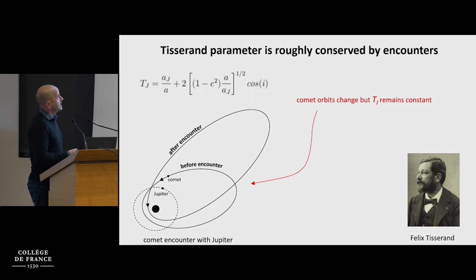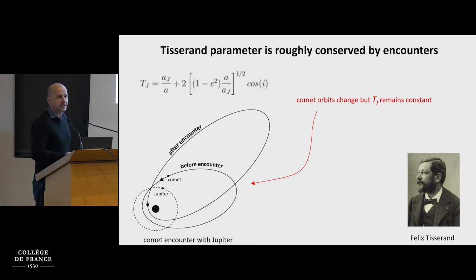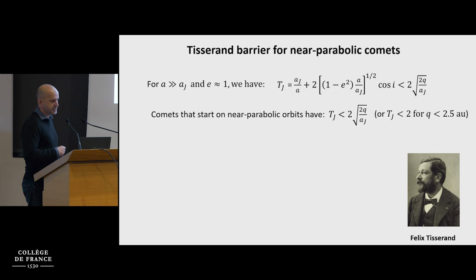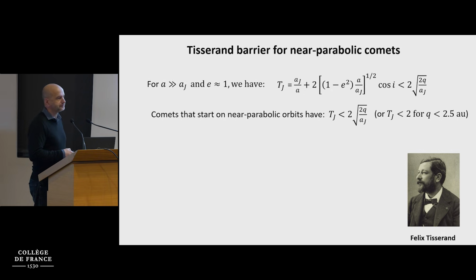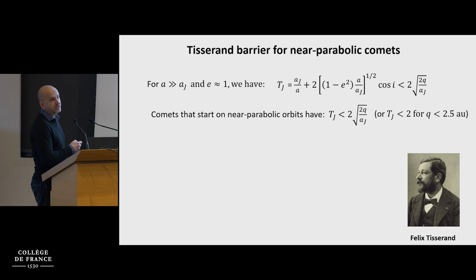This is perhaps a good base for a classification scheme, because we want something that doesn't change, right? And this brings us to a concept called the Tisserand barrier. Let's consider the long period comet, right? It will have a very large semi-major axis, much larger than the semi-major axis of Jupiter, and an eccentricity close to 1. That's the reason why these comets are also called near parabolic comets, right?